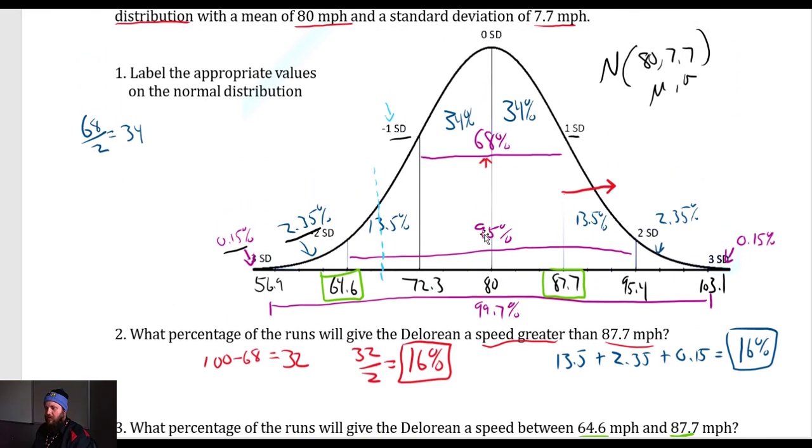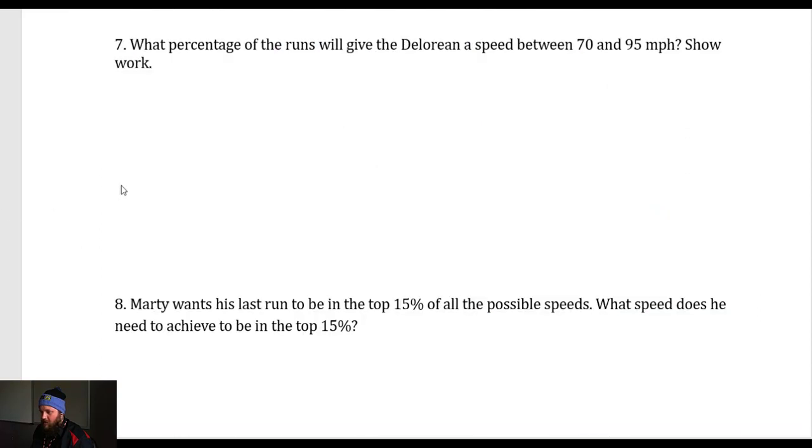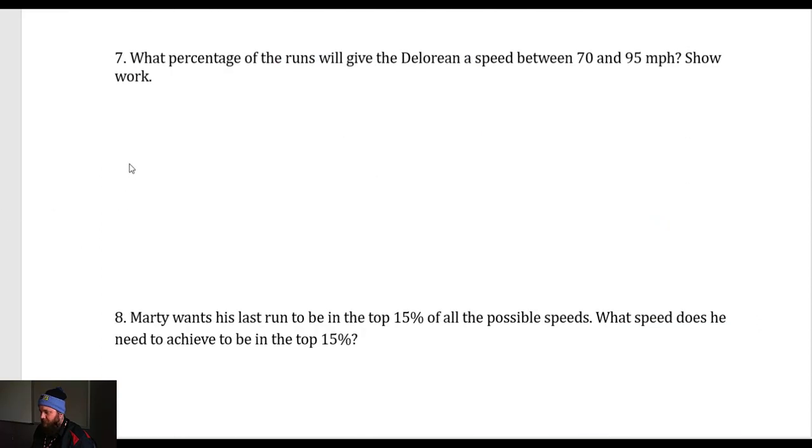Again, I'll write that up here. There's 68, 95, 99.7. Those three numbers you will get tired of hearing in statistics. All right, let's see what the next question is here real quick.